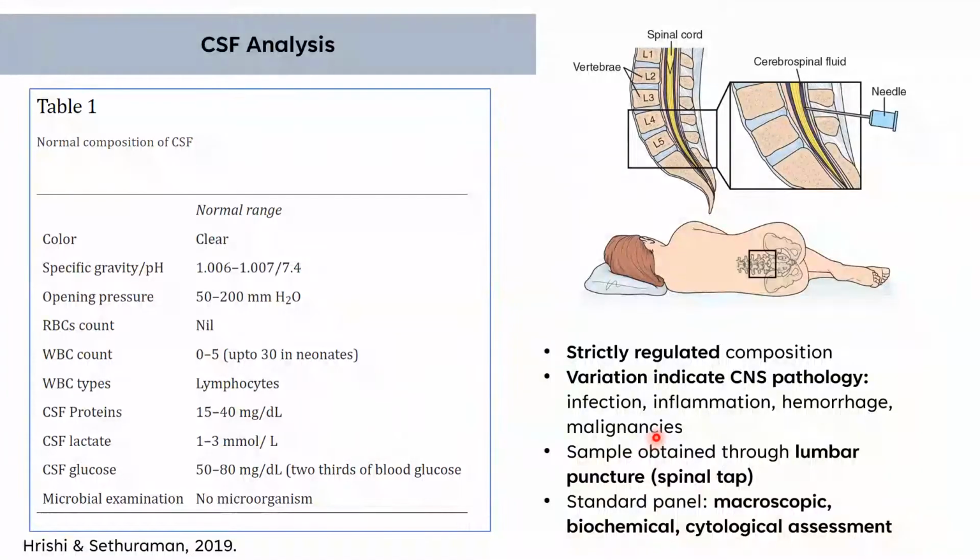Now, in order to be able to analyze the CSF, of course, we need to obtain a sample. And how do we obtain a sample? It's through this procedure called lumbar puncture. Lumbar is the lumbar spine, and puncture means we stick a needle into this space, the subarachnoid space inside the spine. And then we can obtain a sample of cerebrospinal fluid, which we can then assess macroscopically, biochemically, and cytologically.